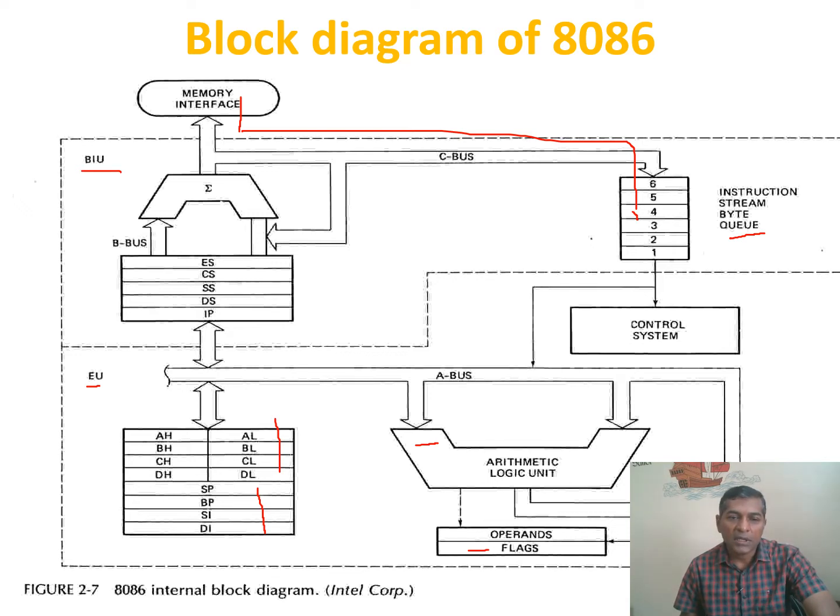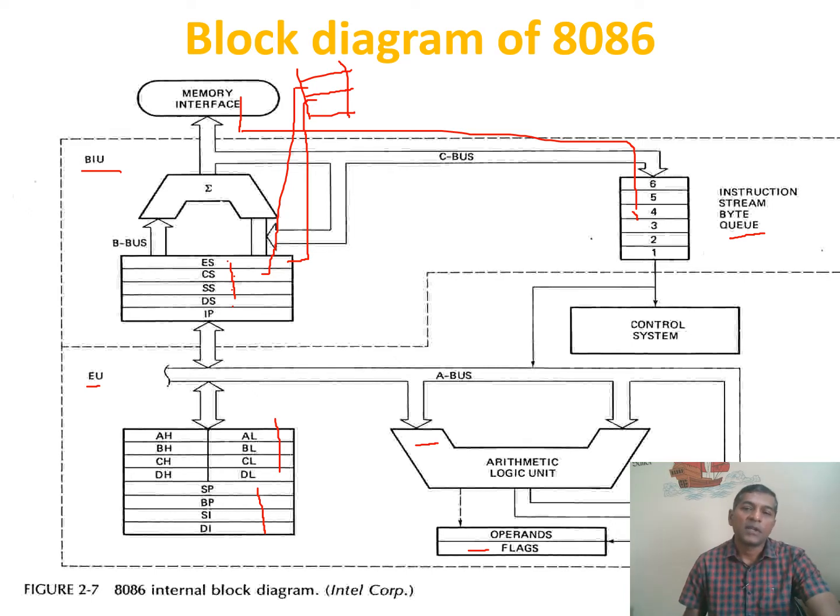ES, CS, SS, DS are known as segment registers. These segment registers hold the addresses of the segments available in the microprocessor. If this is a memory, then this is the code segment, and its starting address will be held in the code segment register, whereas the starting address of the extra segment will be stored in ES, same as the stack segment and data segment registers. All this we studied in the last lecture.